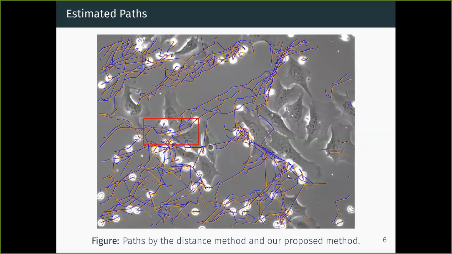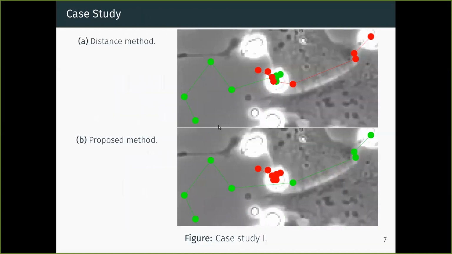So let me first show the results on the real cell video. As you can see, here there are 2 different color curves, blue one and orange one. And most paths would coincide, which means that the path by the distant method and our proposed method are the same in most cases, but there are still some different paths. And then if we zoom into this bounding box, we pick 2 cells, and the distant method would say the green cell would follow this path, the red cell follow this path, but our proposed method gives different results. The green cell follows this path and the red cell follows this path.